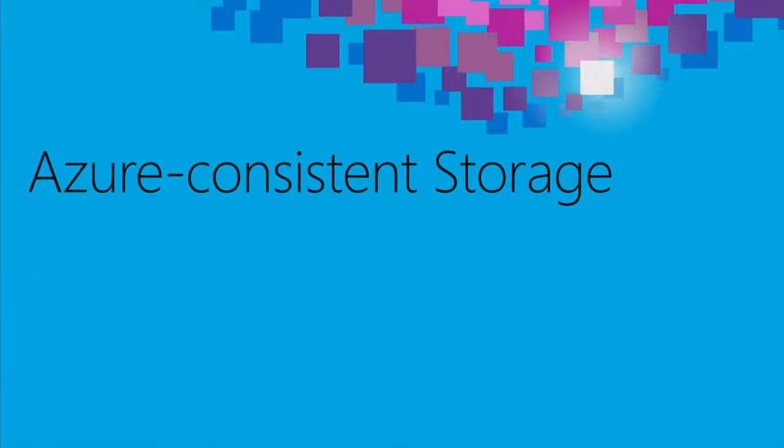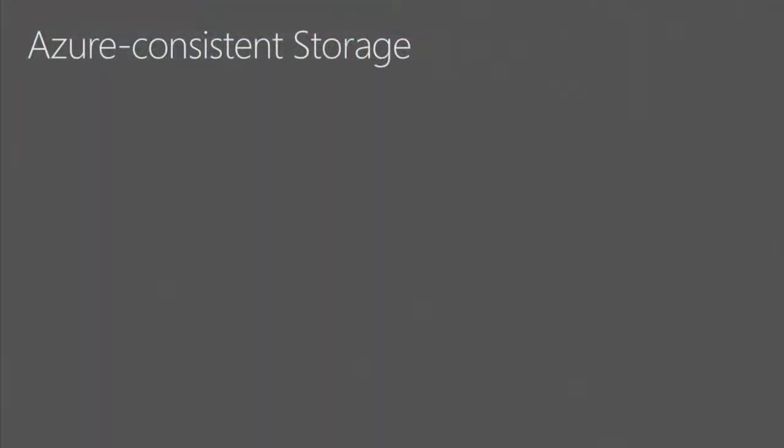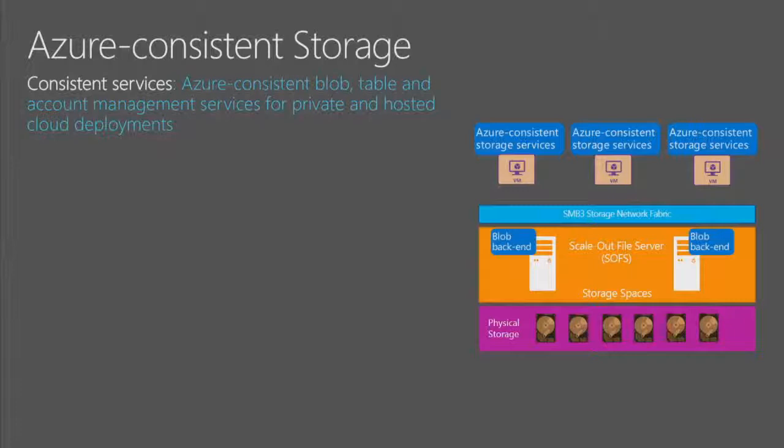So we use the term Azure Consistent Storage to describe this concept. So what is Azure Consistent Storage? In a single slide summary, it provides a set of consistent storage services that are available in Azure for private clouds and hosted clouds. And when I say services, I mean three distinct things here. One is the blob service, the second is the table service, and the third one is the account management services.